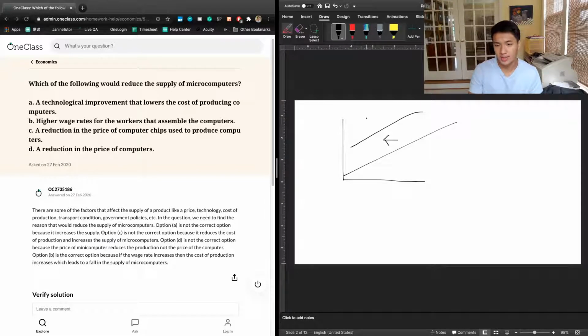Right? A reduction in supply is a shift of the entire curve. It means lowering your production at every single price level, whereas a reduction in the price of computers leading to a reduction in quantity supplied is simply a movement along the supply curve from a higher price point to a lower price point. And so that change is simply that reduction in quantity supplied, not a reduction in overall supply.